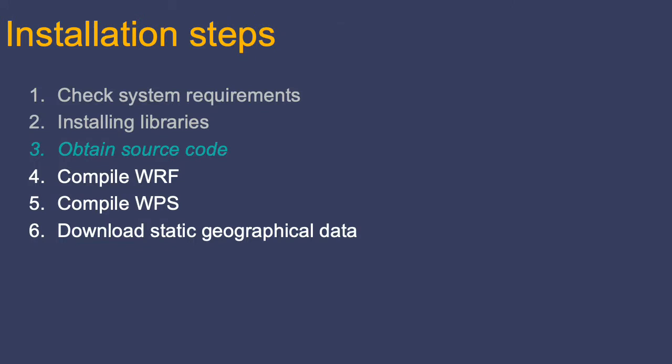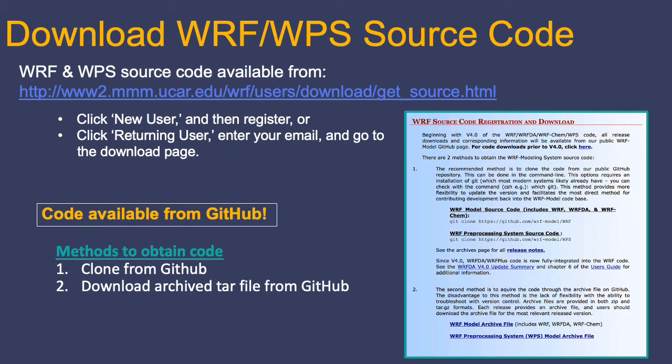To compile WRF and WPS, you'll need to first get the raw source code. And you can get that code from this link. If this is your first time obtaining the code, click New Users and then Register. You'll be sent an email, and once you confirm, you'll be able to log in to access the code. If you're a returning user, you can click on the Returning User link, where you'll be asked to enter your email, and it will allow you access to the information page.